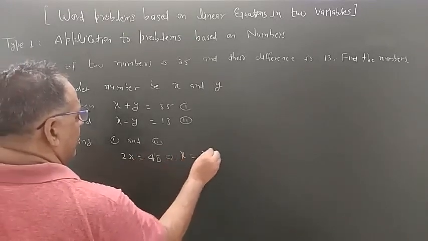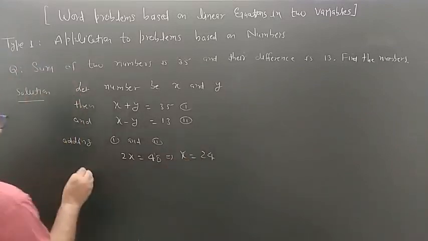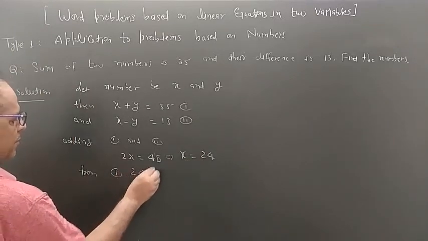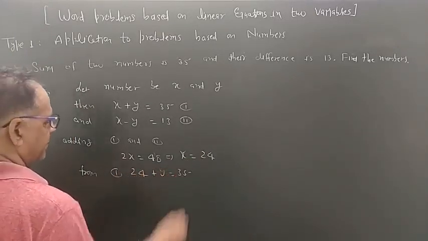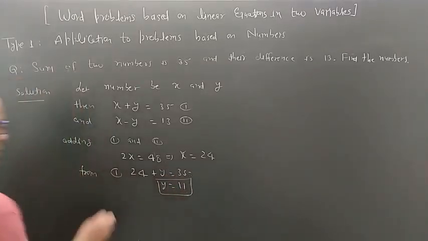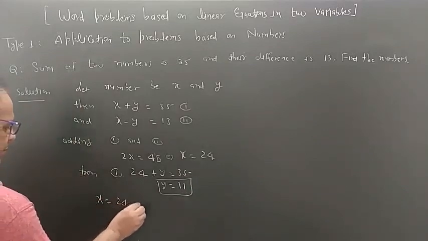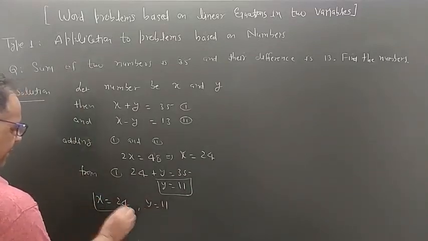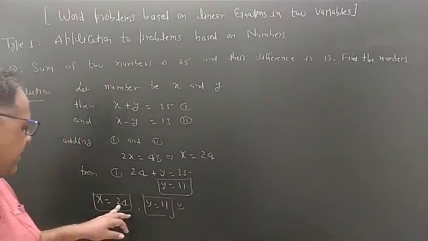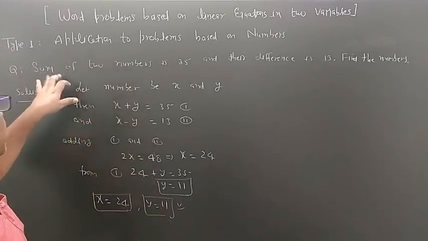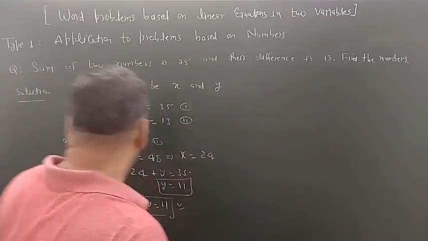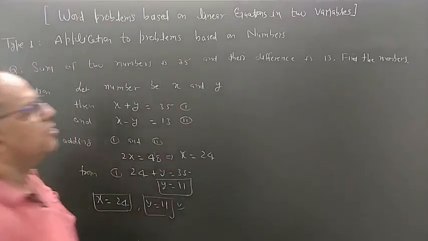So x equal to 24. From the first, 24 plus y equal to 35, so y equal to 11. So x equal to 24, y equal to 11. These are the required numbers. If we take the sum 24 plus 11, we get 35. This is the verification. And 24 minus 11, now we have 13. So these are the numbers whose sum is 35 and difference is 13.